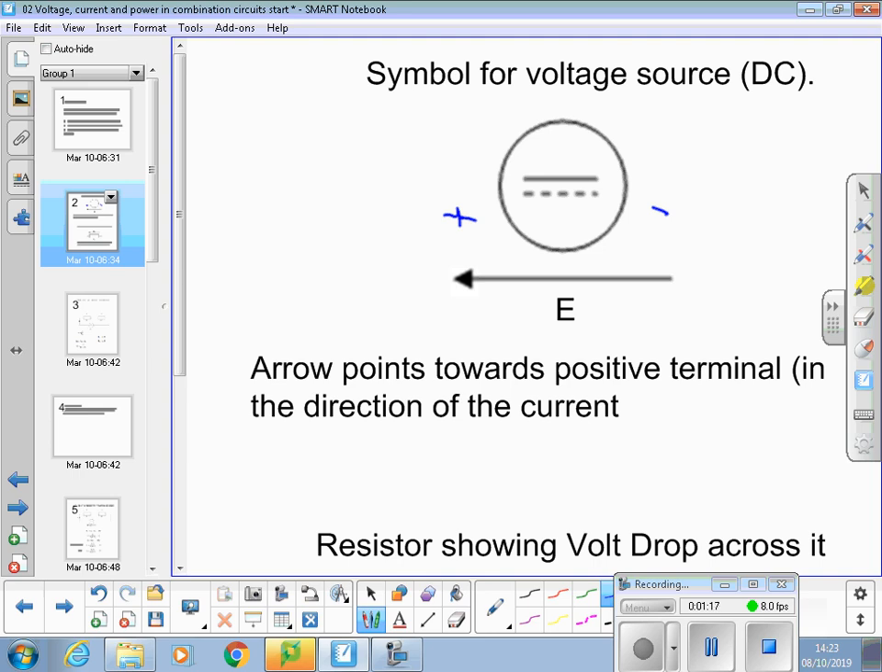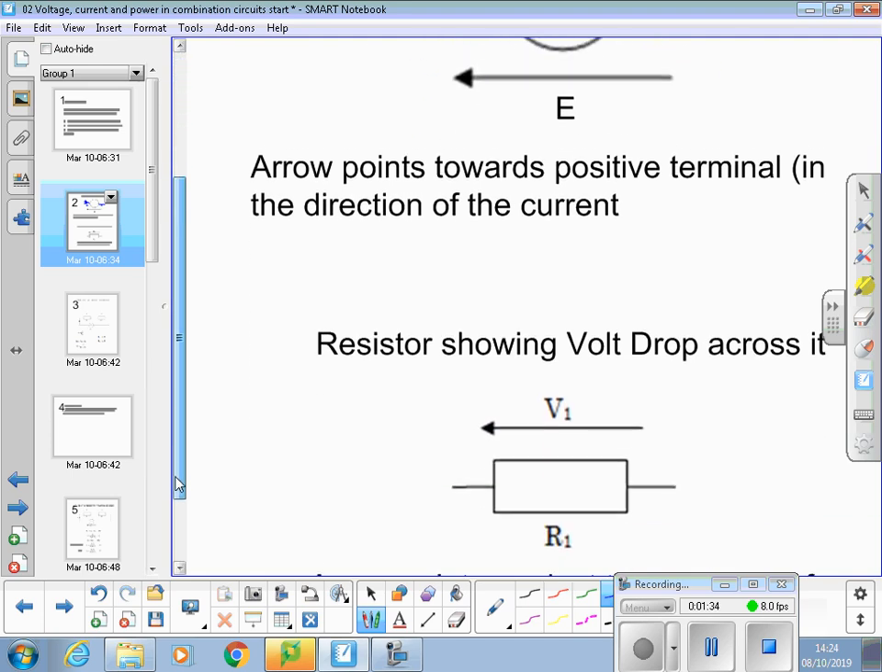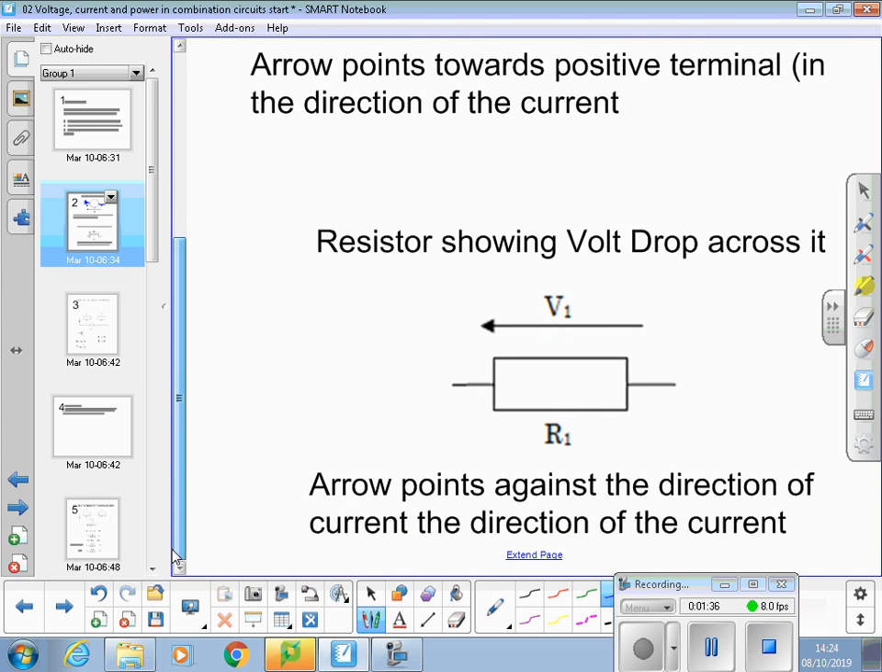Okay, so what we're saying is, from that source, if there was current going to flow from it, it would flow by convention in that direction, with the arrow on the source. Alright? So the arrow points towards the positive terminal and the direction of current.